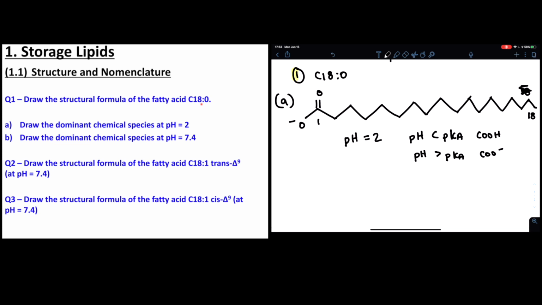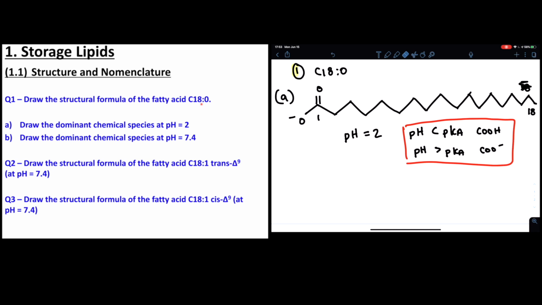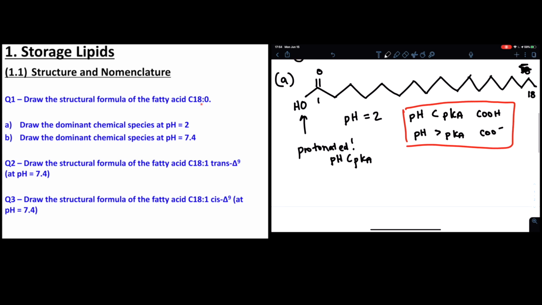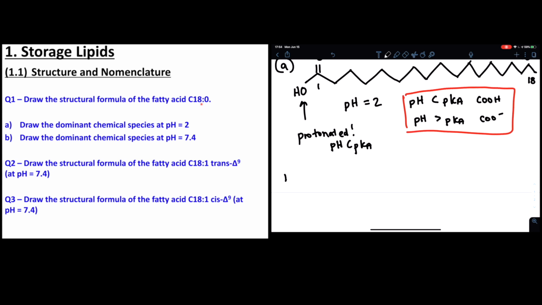This should be review from your Bio 201 or your Biochem 202. So that means in A, we have to draw this as the protonated form here. So I'm just going to change the atom. This is protonated, because the pH is less than the pKa. So the dominant species is going to show a protonation on the carboxyl group. All right, next we're going to do B.